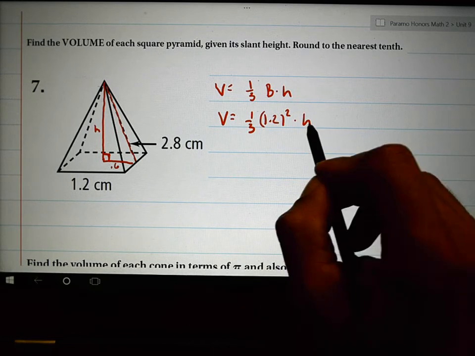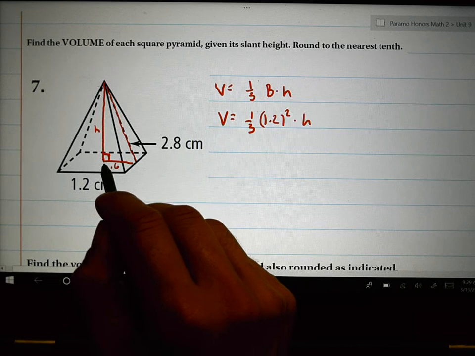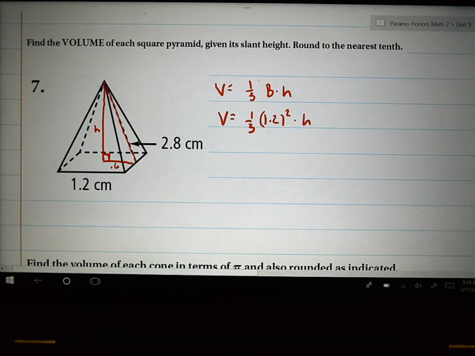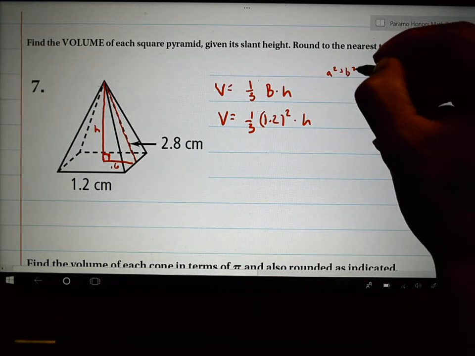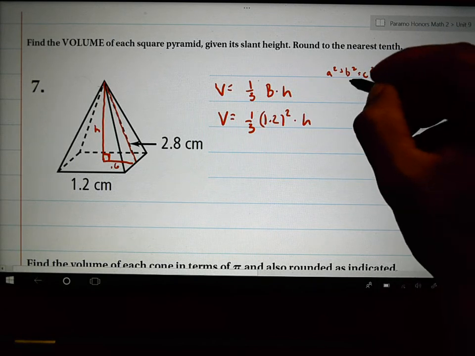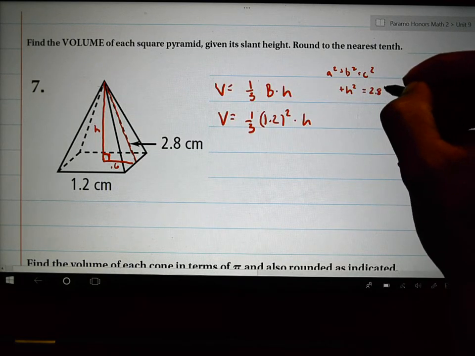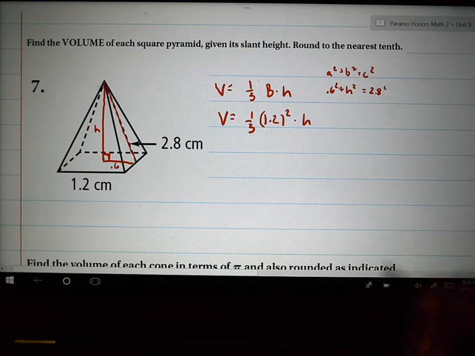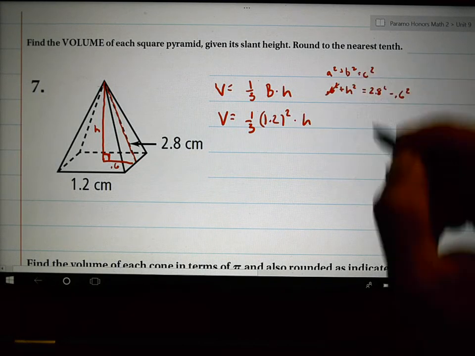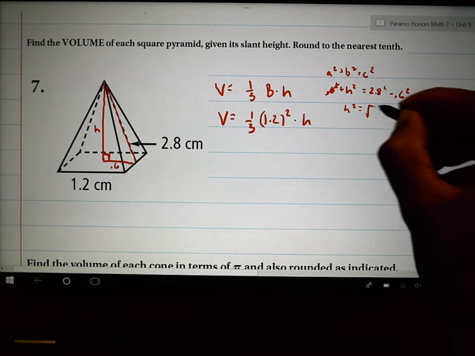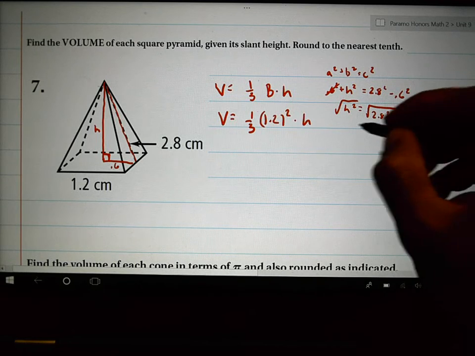In order to figure out what h is, I'm going to have to use the Pythagorean Theorem. This side is 1.2, which means half the distance is 0.6. And then I have that right triangle. So I can use the Pythagorean Theorem to figure out what the h is. H is not the hypotenuse here. The slant height is the hypotenuse. So I'm seeing 0.6 squared plus h squared equals 2.8 squared. I'm going to subtract 0.6 squared. I am then going to square root 2.8 squared minus 0.6 squared. And that's what I'm going to plug into my calculator.